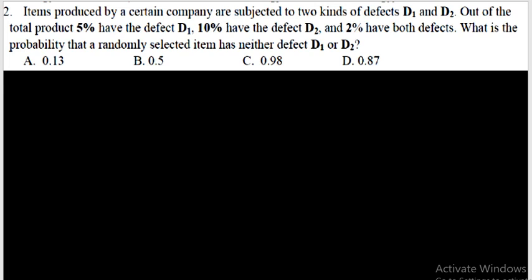In this video, we'll be solving probability exam questions from past paper. Items produced by a certain company are subjected to two kinds of defects. Out of the total product, 5% have defect 1 and 10% have defect 2 and 2% have both. What is the probability that a randomly selected item has neither defect?